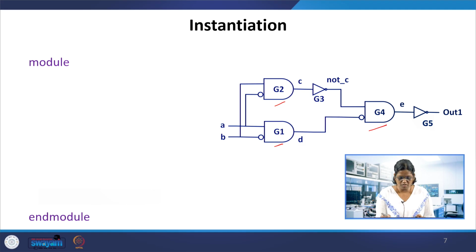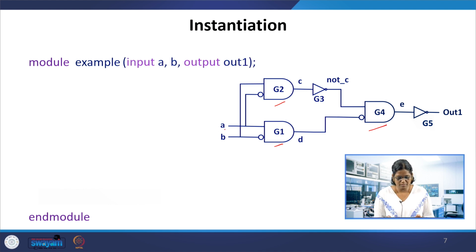Let's see that in this Verilog code. What are the inputs? The module name, we can call it example here, and we have the inputs A and B, and the output is out1. Just to differentiate it from the output of that particular inhibit gate, here we have named it out1. So inputs A and B and this out1.